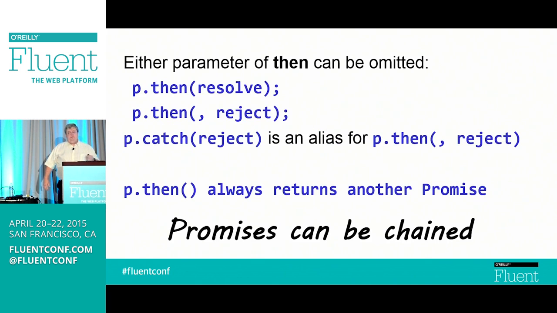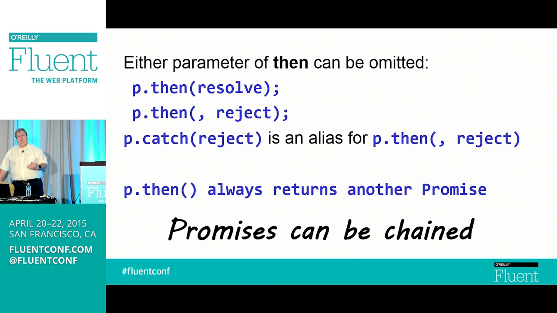The reason promises are so worthwhile is that you can chain them, because the return value of calling the then method is always another promise. It'll automatically take whatever your callback does and wrap it in a promise. That makes it very easy to take multiple asynchronous operations and have them operate one after another, which is a real pain with traditional callbacks.